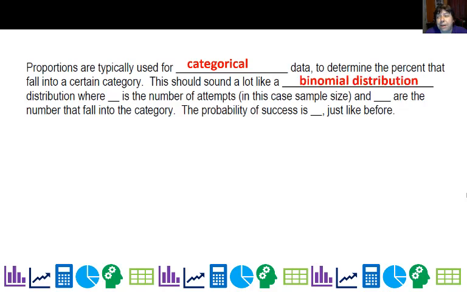This should sound a lot like a binomial distribution, where n is the number of attempts, or in our case, how big our sample size is, and x is the number that fall into that category. So x, let's say yes, or something like that. The probability of success, or I should really say the proportion of success, is p, just like before.